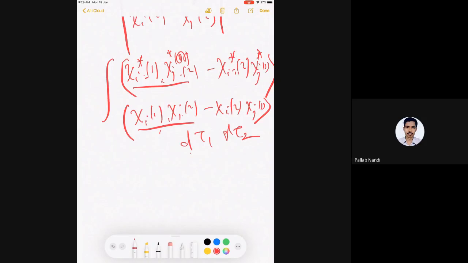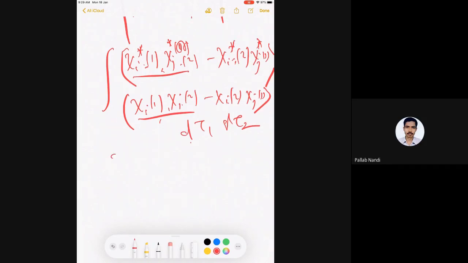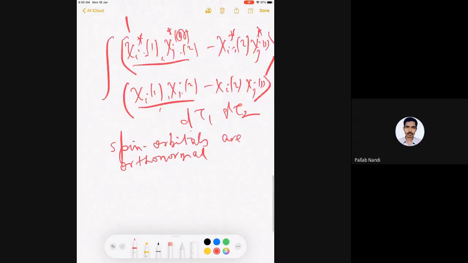Quite clearly, all spin orbitals are orthonormal. So that's the only assumption that I have made, that the one-particle functions chosen are an orthonormal set, which, of course, we can do without any loss of generality. So that means the first term is 1.